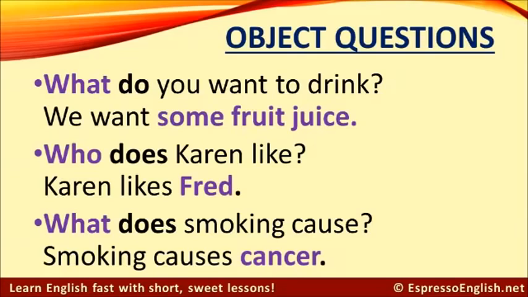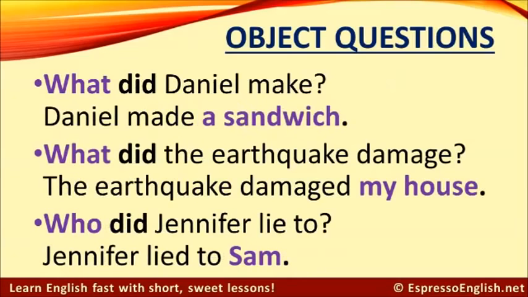What does smoking cause? Smoking causes cancer. Again, this is an object question. In the simple past, we use the auxiliary verb did with object questions. For example, what did Daniel make? Daniel made a sandwich. We are asking about the object that Daniel made.